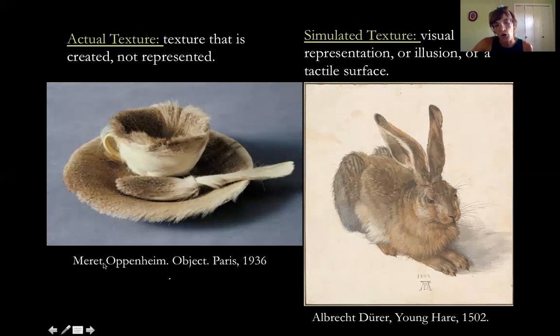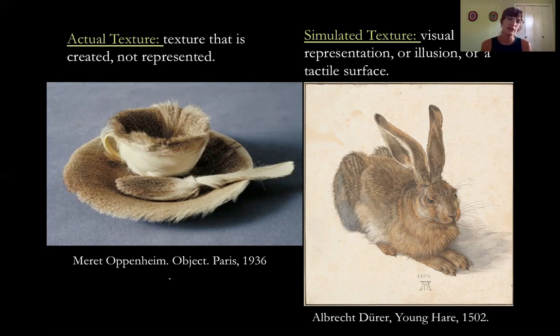So here you have Meret Oppenheim's object from the 1930s. The artist has basically covered this whole, like a plate, a spoon, and a cup in fur, and the fur does have a real texture. This is a sculpture that you can go and see, and it actually, if you could touch it, which of course you can't, you're not supposed to touch art usually, but we'll see how that changes over time.